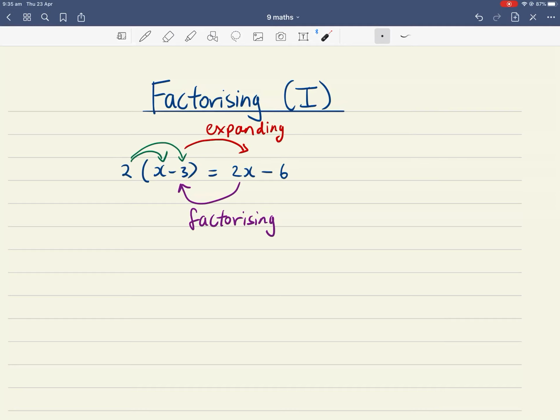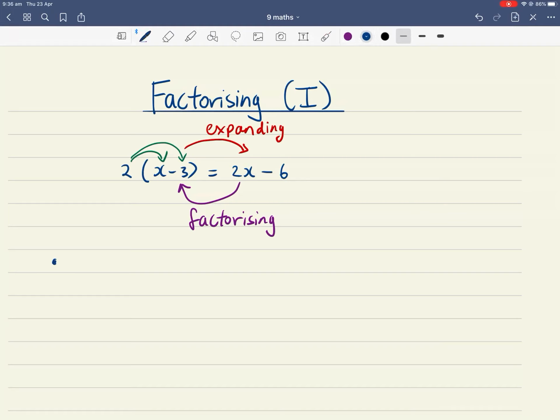Then we write bracket, bracket. Then what is left over? Well, 2, that common factor, times what gives me 2x? Well, 2 times x gives me 2x. So inside the bracket, my first term is x. And then next you're thinking, well, 2 times what gives me minus 6? Well, 2 times minus 3 gives me minus 6. So that's why inside your bracket you have x minus 3. So factorising is going backwards, looking for any common factors.